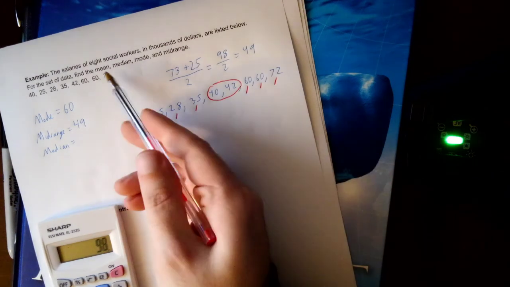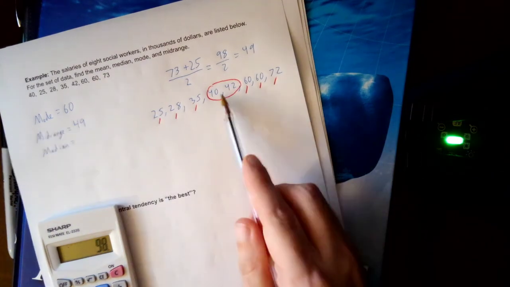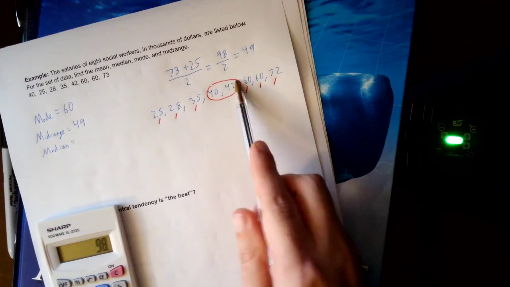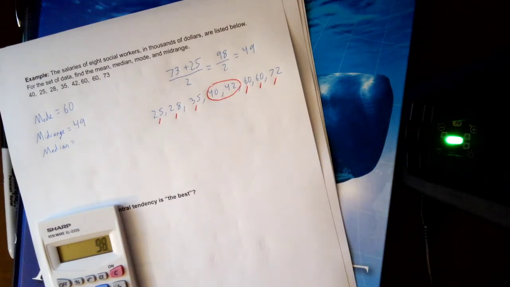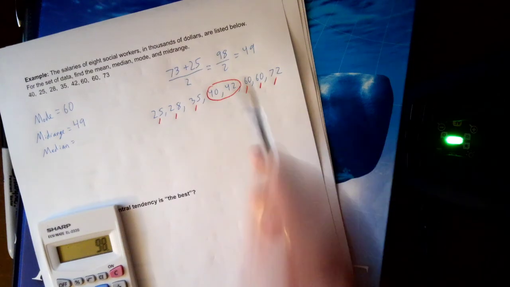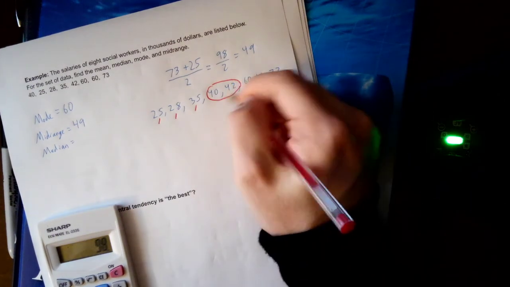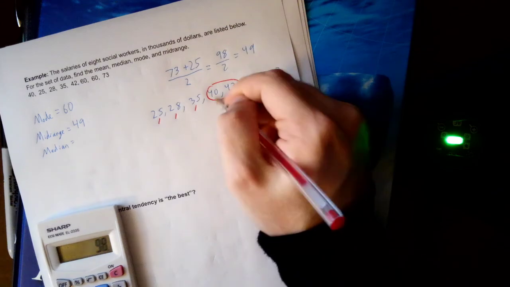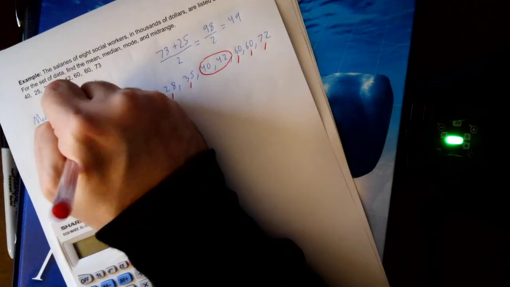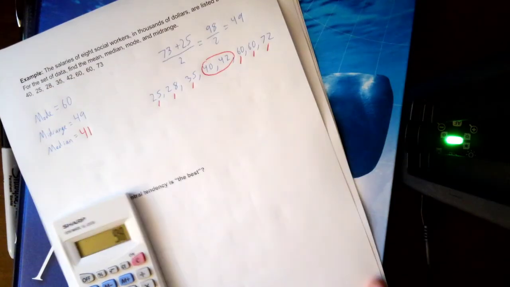I have 8 numbers. When you have 8 things, there's not going to be something smack dab in the middle. There's going to be 2 things smack dab in the middle. It's an even number, right? There's not going to be an odd one out left over. So I need to find what number is halfway between 40 and 42. Well, between those would be 41, right?